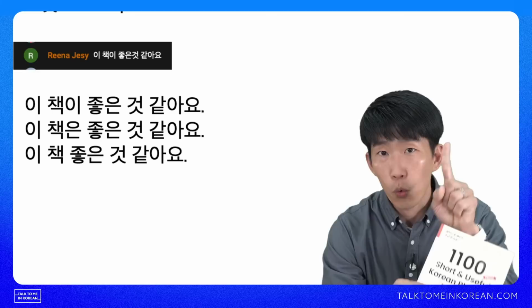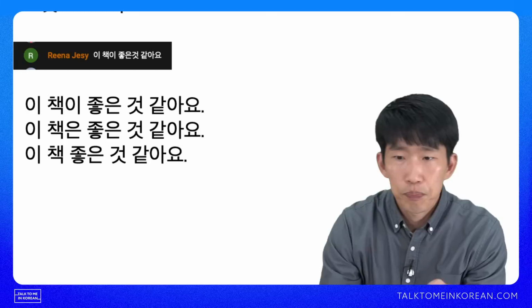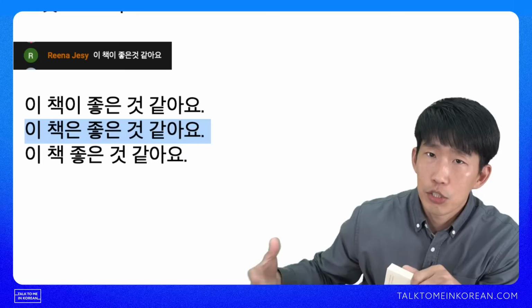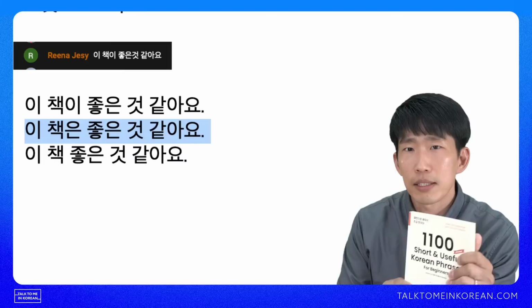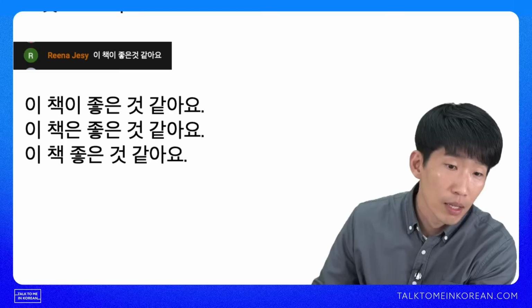책 한 권, one book. That's a counter for books. And 이 책이 좋은 것 같아요 means which book is good, I think? I think this one. It is this one that I think is good. 이 책은 좋은 것 같아요 means usually in contrast to other things. Like that book is so-so, but 이 책은 좋은 것 같아요. And then if you want to be more general about it, just drop the markers, the particles, and say 이 책 좋은 것 같아요.